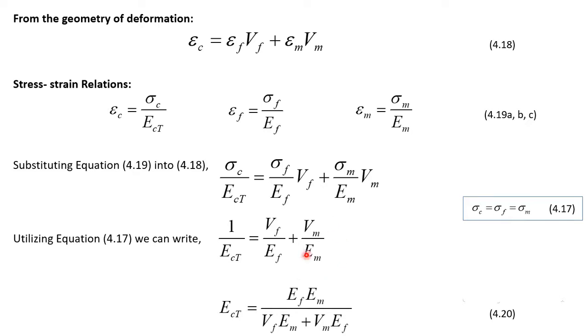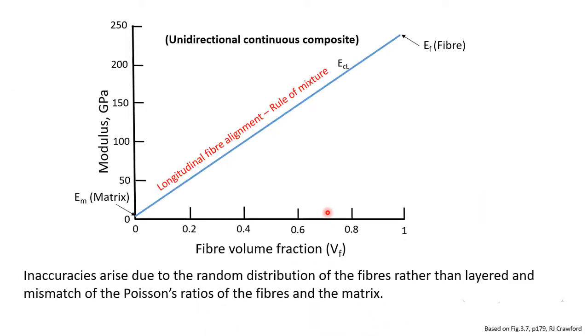Finally, we can write this equation in this form. The modulus of the composite in transverse direction is given by this relation. So this is the relation we can use for transverse direction, and we have already done the analysis for the longitudinal direction in a previous video. So generally this is the accepted form of equation for transverse direction. Now there are some analyses and models present which we can just review.